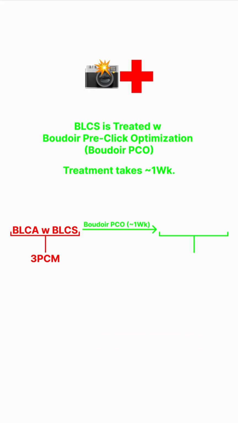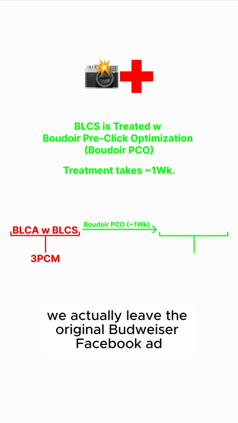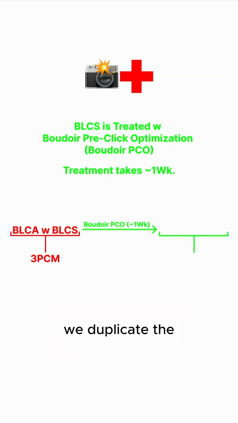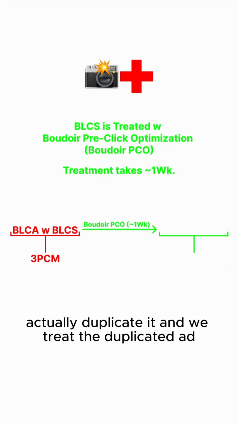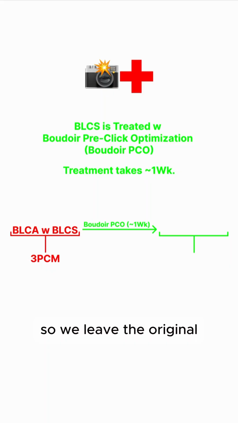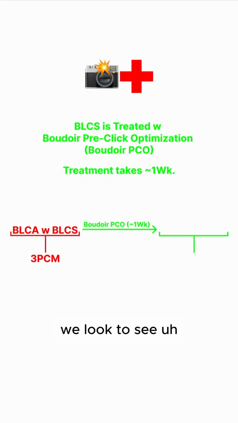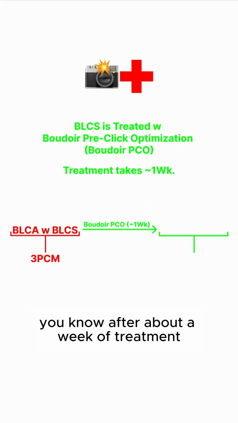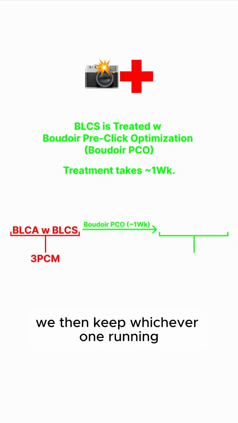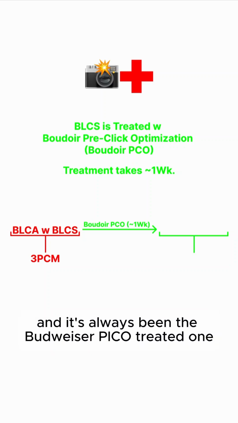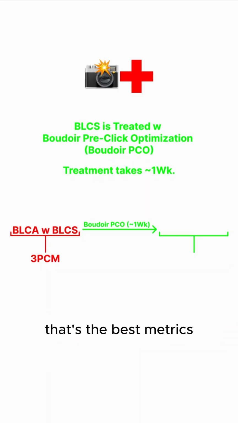And the strategy, the way the treatment works, is we actually leave the original boudoir Facebook ad. We duplicate it and we treat the duplicated ad. So we leave the original, we treat the duplicate. After about a week of treatment, we then keep whichever one running has the best metrics. And it's always been the boudoir pico treated one that has the best metrics.